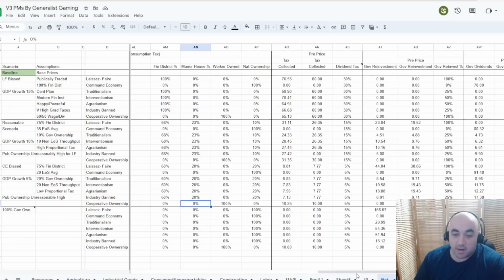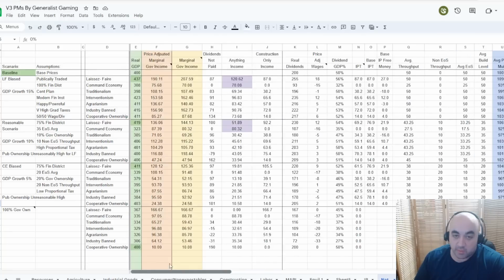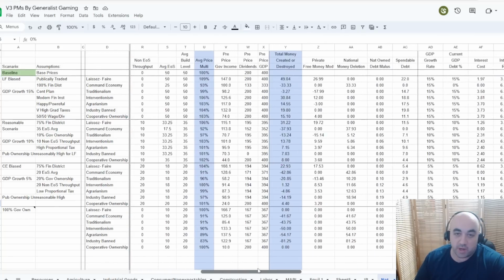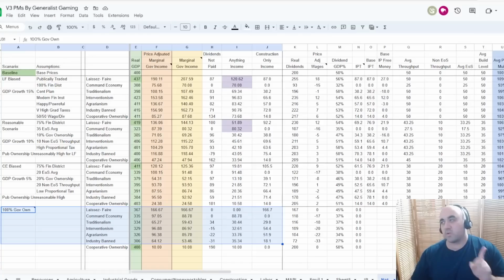So that is the extent of the left to right here, talking through all the details. Again, huge emphasis for this video on the price multiplier and really pushing forward the value of money creation and or deletion. I also wanted to talk a little bit about the 100% government ownership condition, because I think that this is also illustrative or instructive.